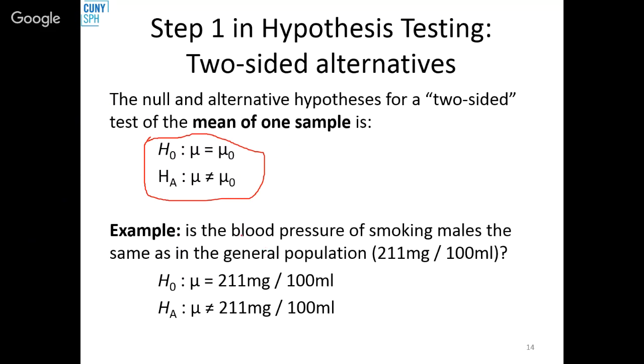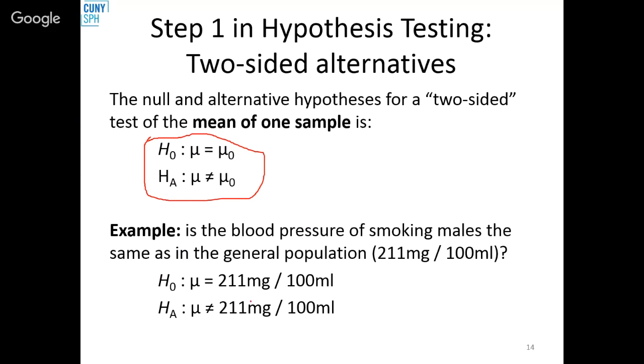So for example, is the blood pressure of smoking males the same as in the general population, which is 211 milligrams per 100 milliliters? If you were to write out these null and alternative hypotheses, your null would be that mu, what does mu mean here? It's not the sample mean. Population mean. That's a very important distinction. It's the population mean.